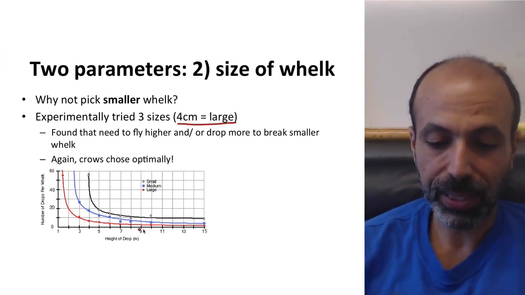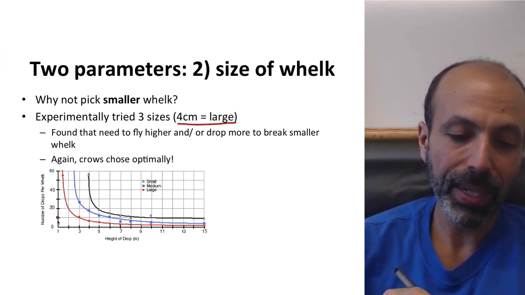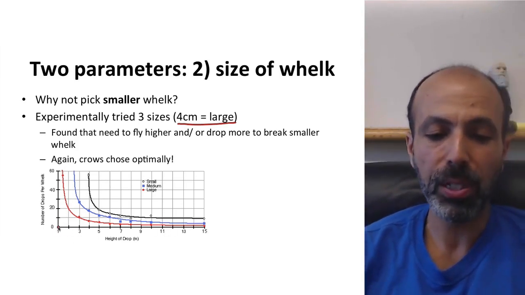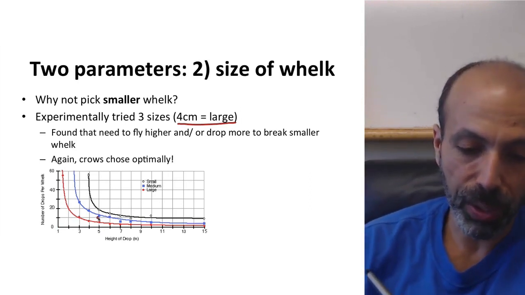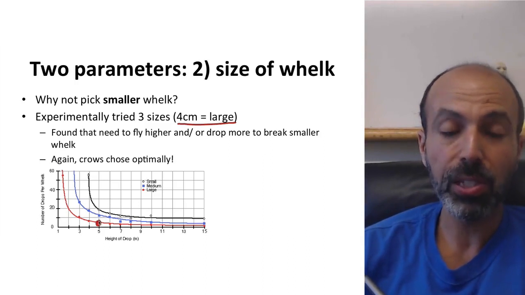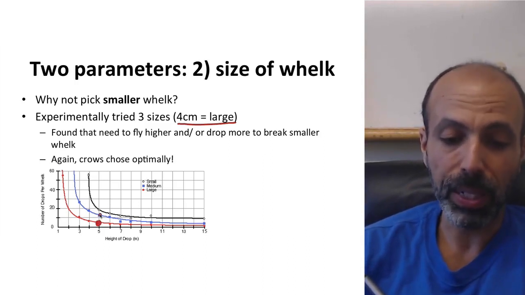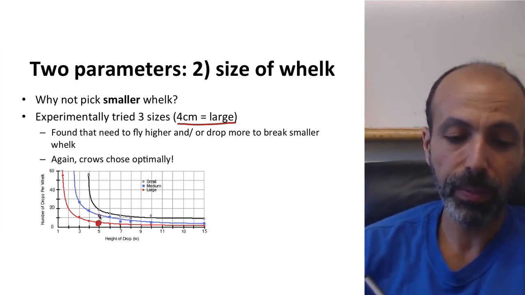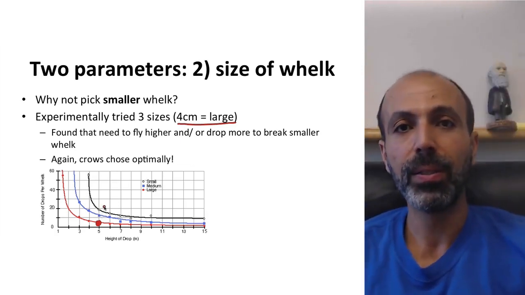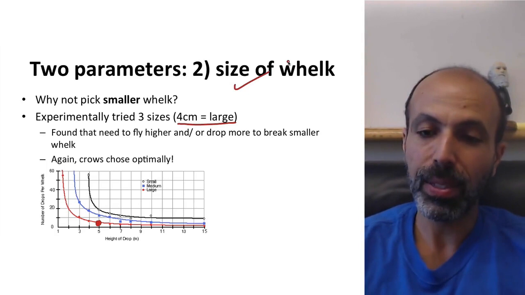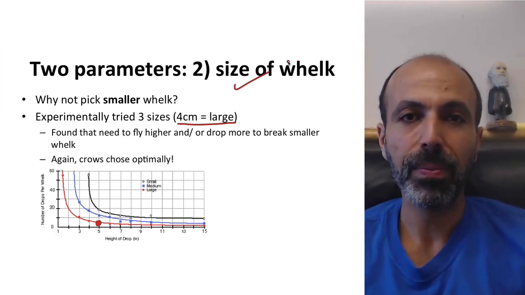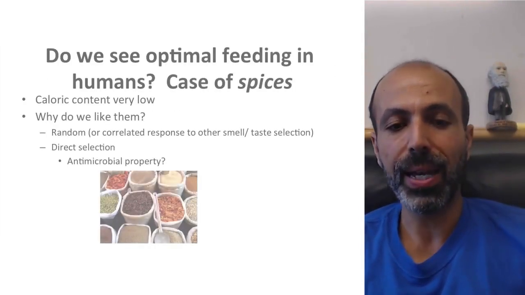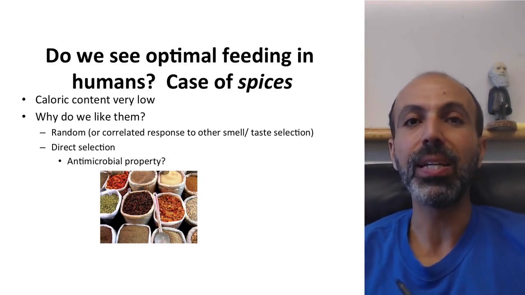So again, on the x-axis here, we show the height of drop. On the y-axis, we show the number of drops needed per whelk. So for the large one, again, this is what they ended up choosing. If they chose a smaller whelk, a medium-sized one, they would have to drop it twice that many times, and even more if they chose a very small whelk. So again, it seems like they did choose adaptively. Now, a question a lot of people like to ask is, do we see optimal feeding in humans?